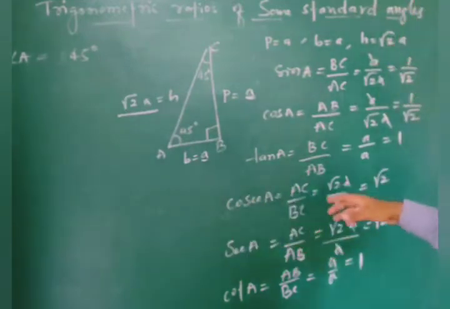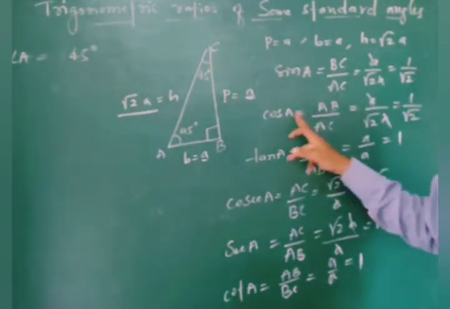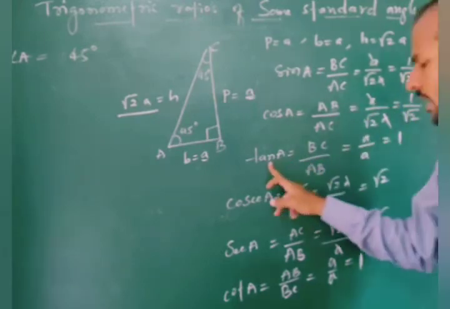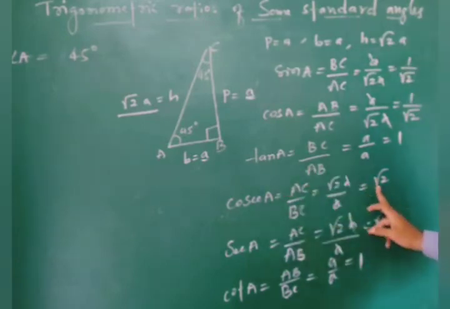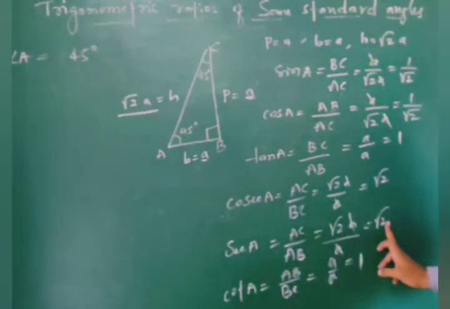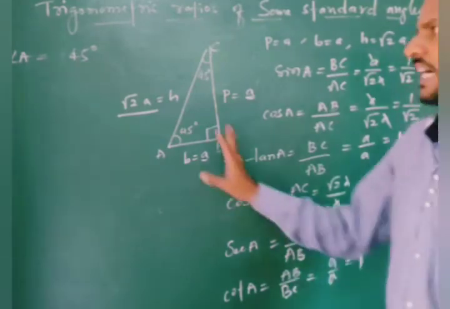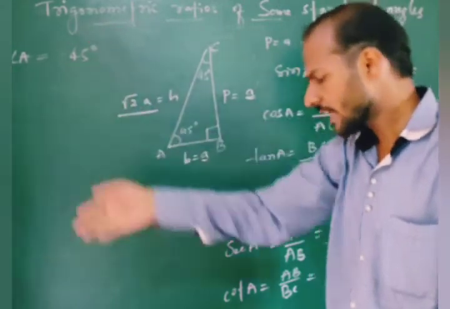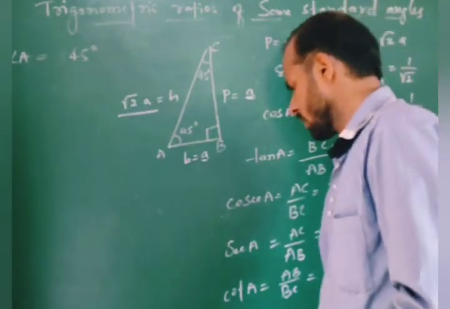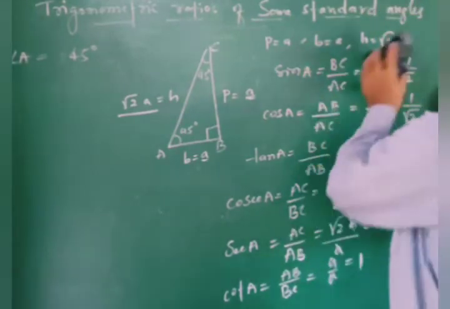Ratios of angle 45 degree. Sin A is 1 by root 2. Cos A is 1 by root 2. Tan A is 1. Cosec A is root 2. Sec A is root 2. Cot A is 1. This is nothing but standard angle 45 degree. Got it? Next, we move to angle 30 and 60 degree.